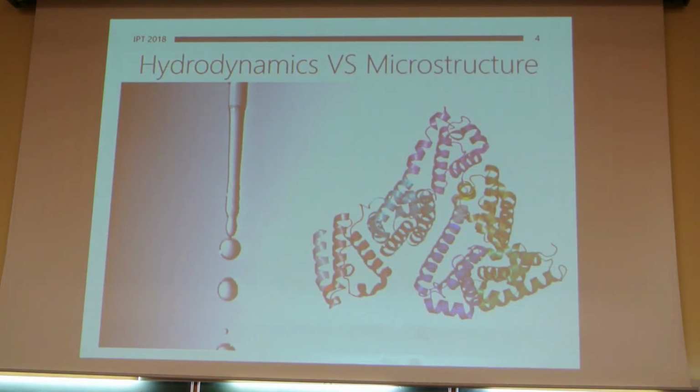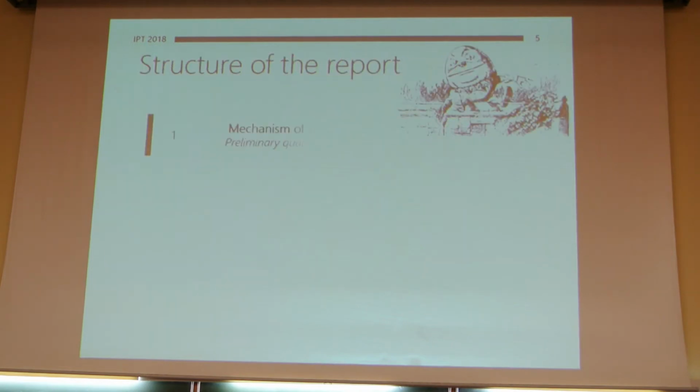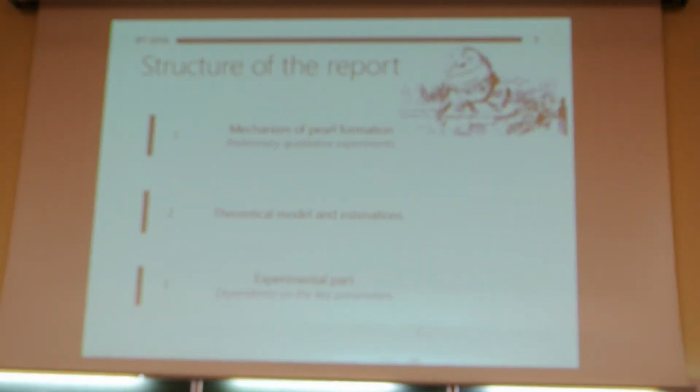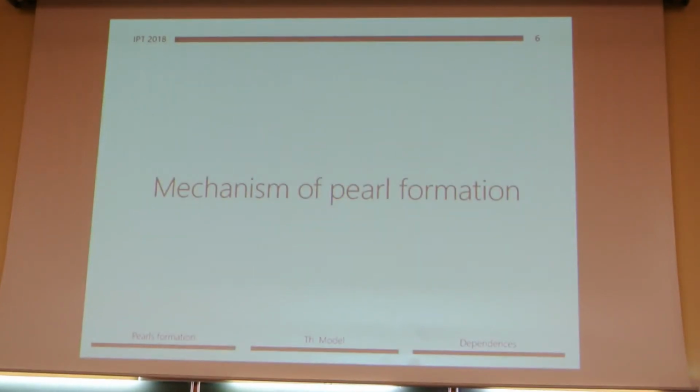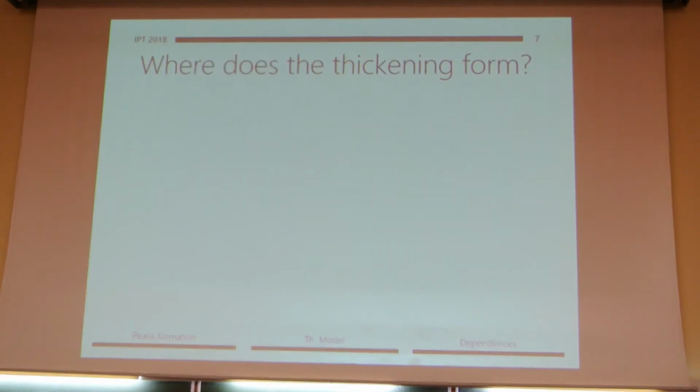But there is a question: is it due to hydrodynamic instability that exists in the flow, or is it due to the microstructure of egg white? We can structure our report as follows. First, we will describe the mechanism of pearl formation. After that, we will make a theoretical model and some estimations. And finally, present some experimental dependencies. So, the mechanism of pearl formation.